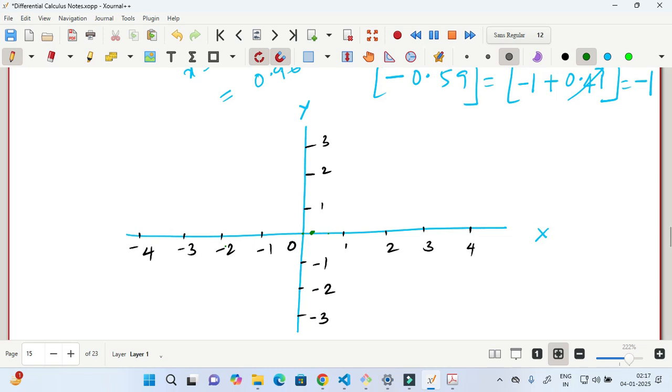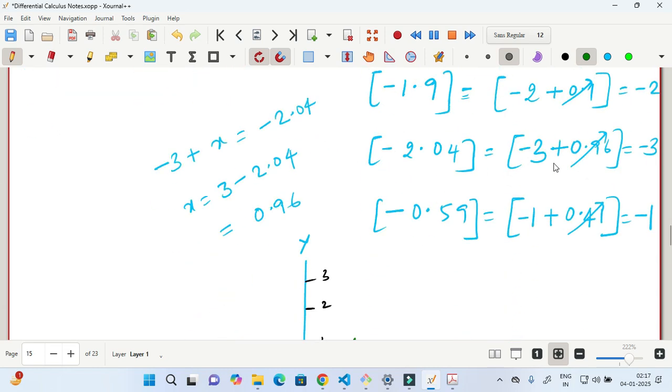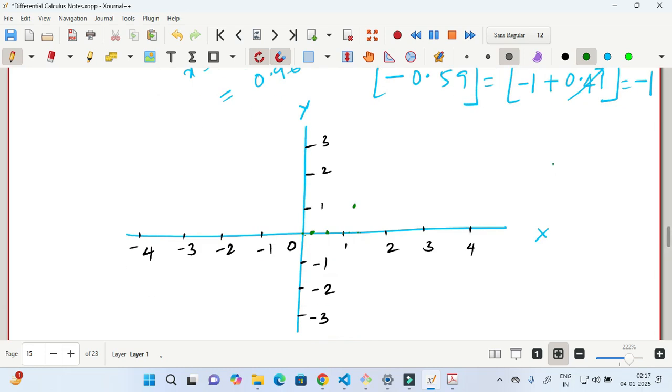At 0.5, the value is 0. At 1.5, the value is 1, so there is a jump here. If you are getting confused, I'll plot all the values which you have taken. 2.5, x is 2.5, what is y? 2. 2.5 comma 2 is somewhere here. And 1.5 is what? 1, greatest integer function. 1.9 is what? 1.